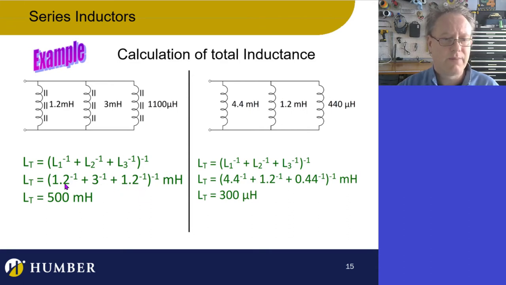Oh, I put 1.2. Oh, well, just fix that. That should say 1.1, obviously. And then there you go. I'm not sure if that's true or not, but let's just move forward. Same with this one. So this is 0.44 millihenries. You should just know that.